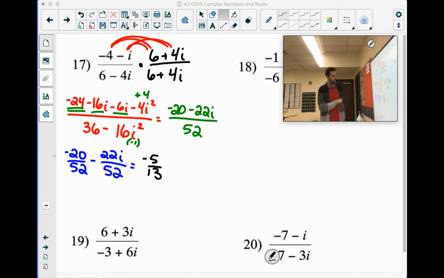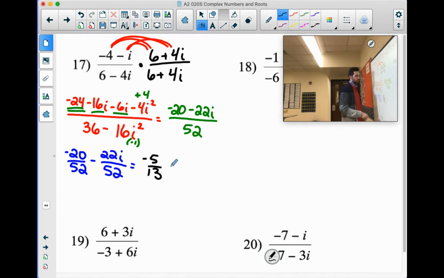Thought I had enough time. But 22 and 52 are both even, so they are divisible by 2. So 22 divided by 2 is 11, and 52 divided by 2 is 26.